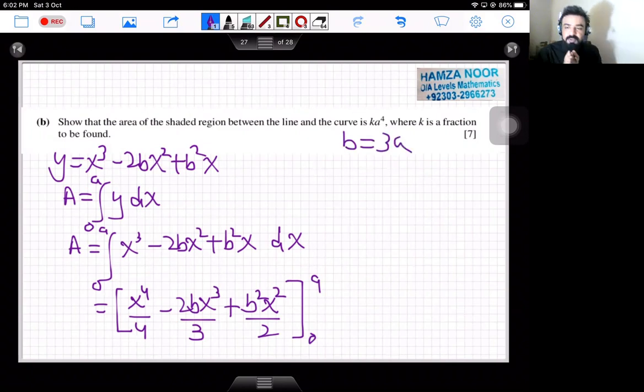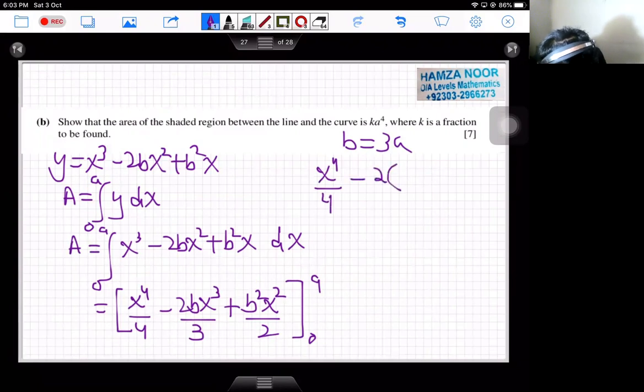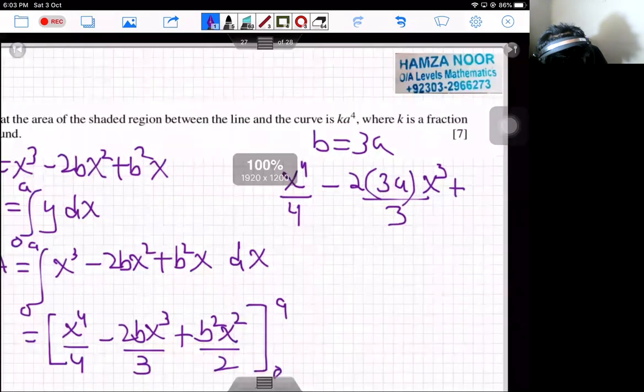So by substituting b is equal to 3a into this equation completely, we can express this integrated equation in the form of a, isn't it? So b is equal to 3a. Wherever you are seeing b, just substitute the value 3a. So this is x raised to the power 4 over 4 minus 2b, so 2 multiplied by 3a, and then x cube over 3 plus 3a whole squared.